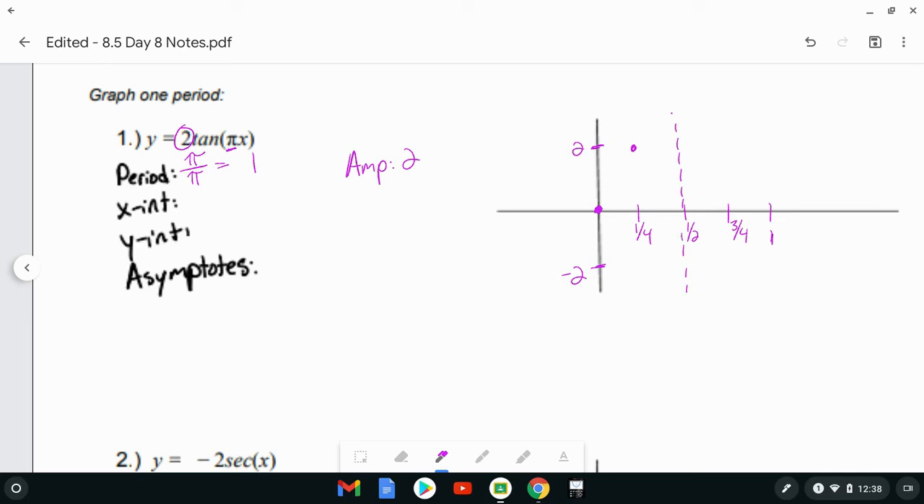The asymptote is 2 tick marks out. And then again, we would start back down at 3/4, cut through the origin at 1, because that's 1 period away. 1 period away, we should be in the same spot. And then again, up top at, let's say, 5/4. And then the next one would be 3/2. There would be another asymptote.